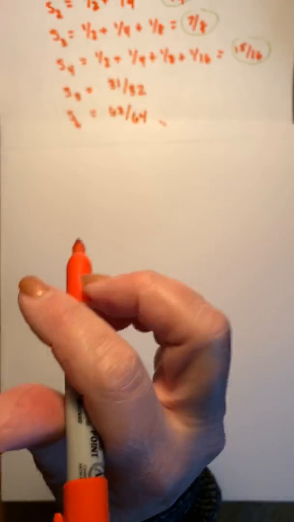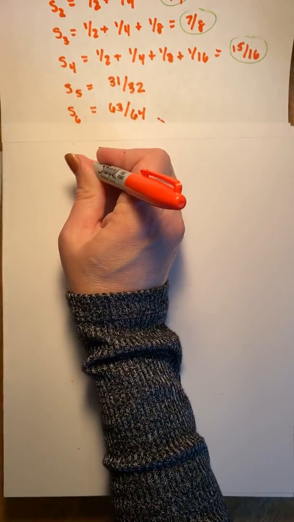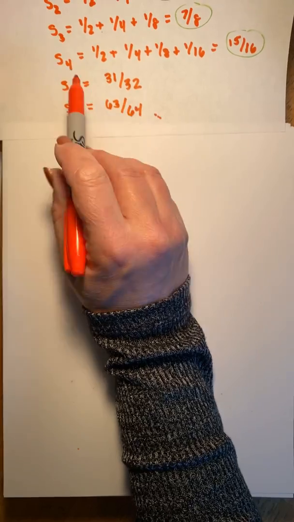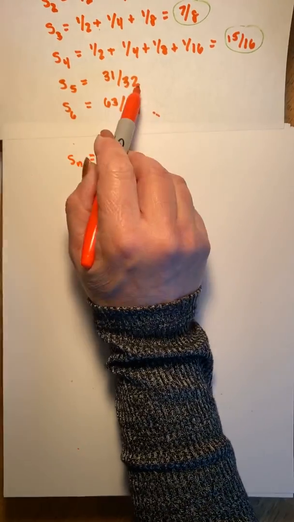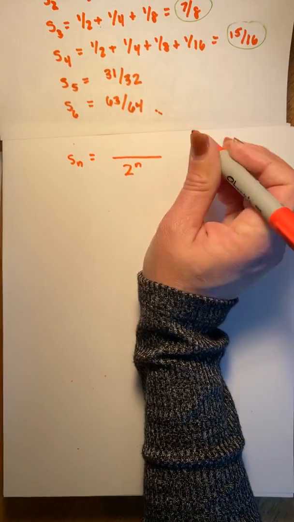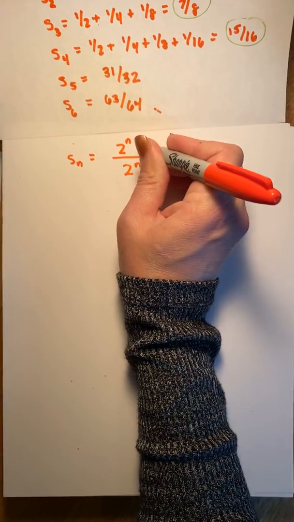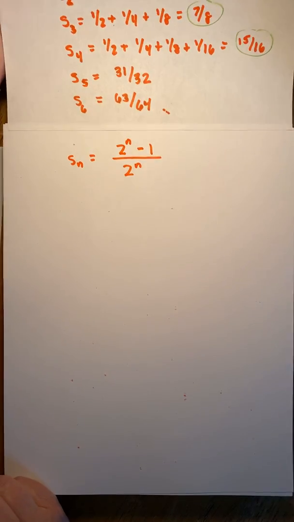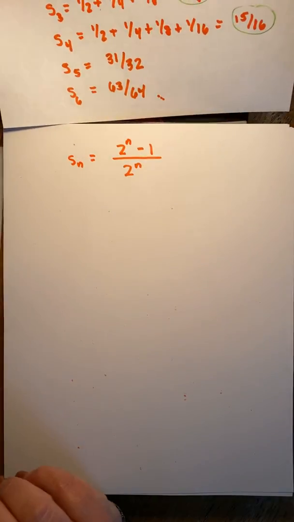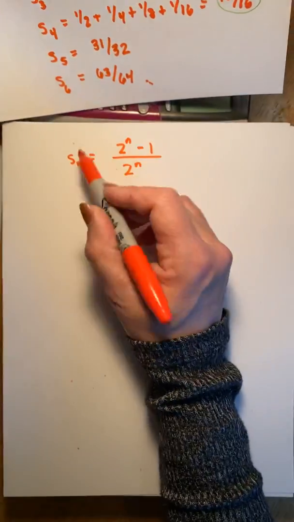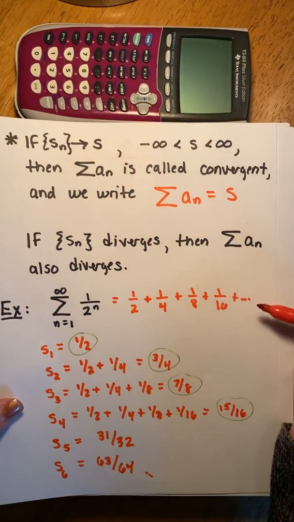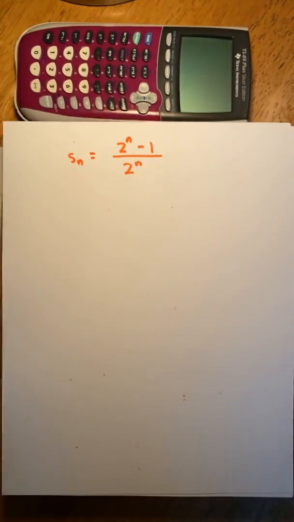In general, the nth partial sum is going to be, well, this was 2 to the 4th, that's 2 to the 5th, that's 2 to the 6th. So it's 2 to the nth power, and then the numerator is 1 less than 2 to the nth power. So if I wanted to know what the 100th partial sum is, it would be 2 to the 100th power minus 1 over 2 to the 100th power. So we want to know how this guy behaves, and how this guy behaves is going to determine how the original series behaves.